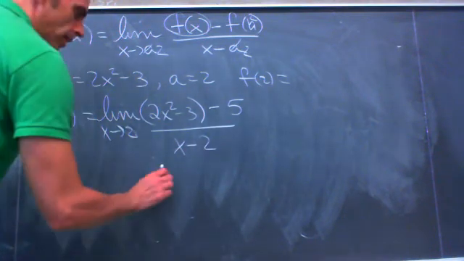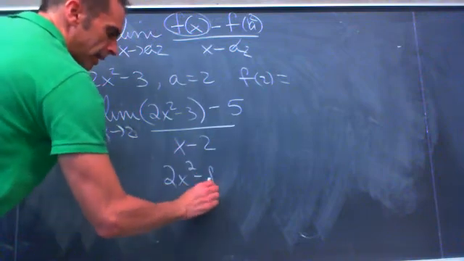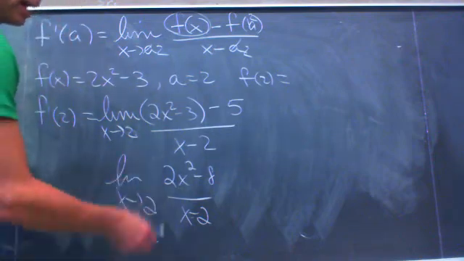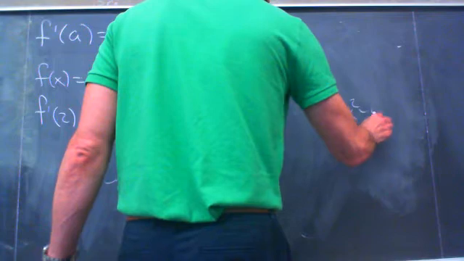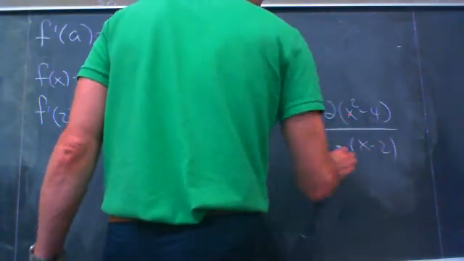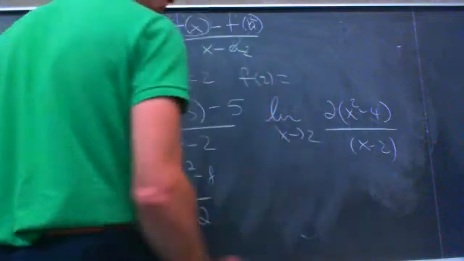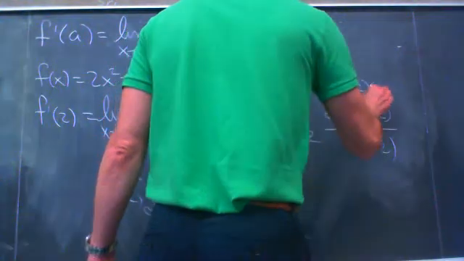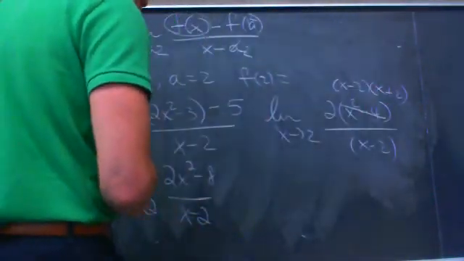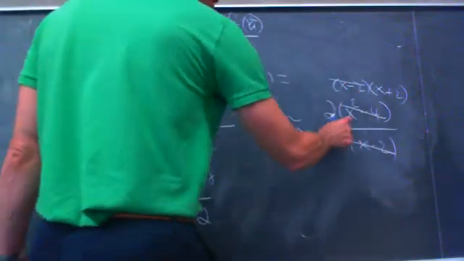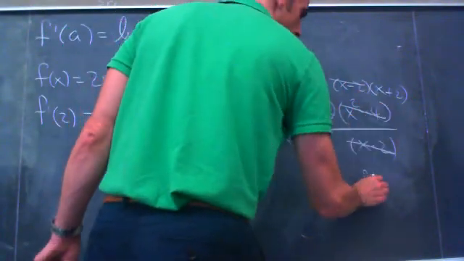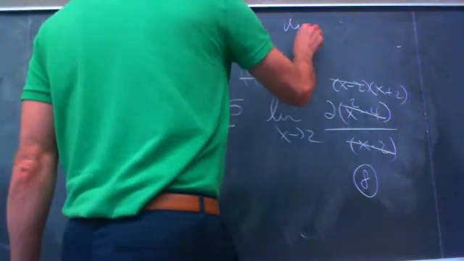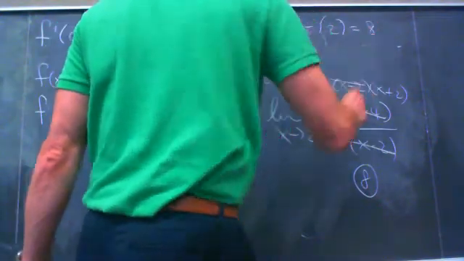So I'm just going to combine the tops to give me 2x squared minus 8 over x minus 2. I'll factor out a 2 and get x squared minus 4 over x minus 2. Notice I have not lost my limit notation. I'm going to factor this into x minus 2 times x plus 2. These drop out. Replace the x with 2. 2 plus 2 is 4 times 2 is 8. So that means the slope of the tangent line at 2 is 8.